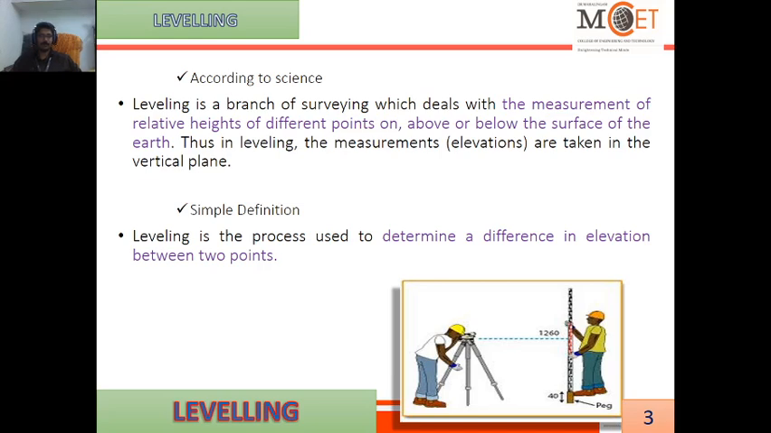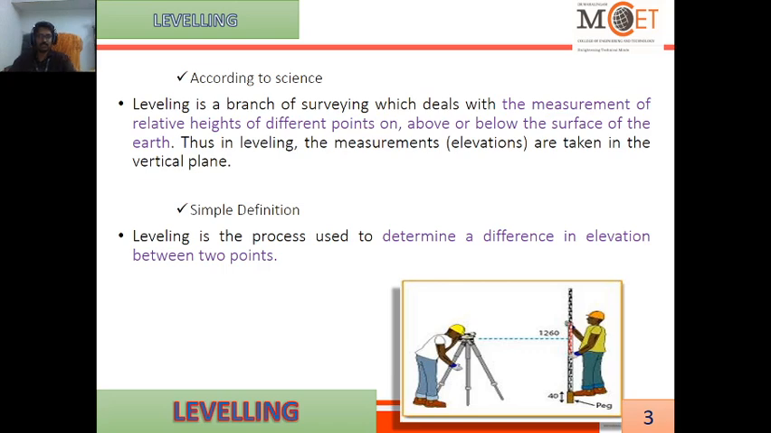Leveling, with respect to science, we define as a branch of surveying which deals with the measurement of relative heights. In the surveying definition we have seen relative position, so it contains all the things, but specifically leveling deals with the measurement of relative heights alone, of different points on, above or below the surface of the earth. This on, above or below is applicable to all types of surveying. Thus in leveling the measurements are taken in the vertical plane.